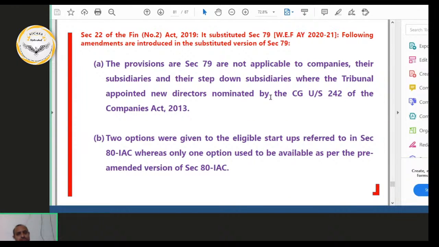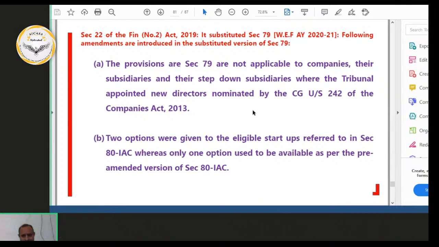Okay. Then 79, I told you. So 79 benefit has been given. They amended. I told you eligible startups. 79 provisions are little relaxed. So instead of 51% shareholding criteria, what they have done is, if all the shareholders continue for a period of 8 years, then 79 provisions are not applicable for 80 IAC. That is the amendment which they have given.